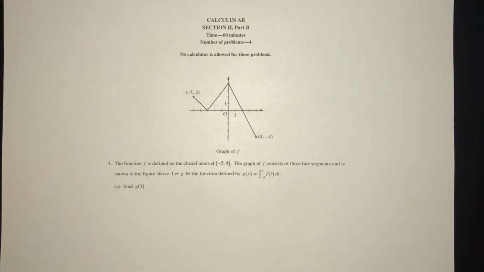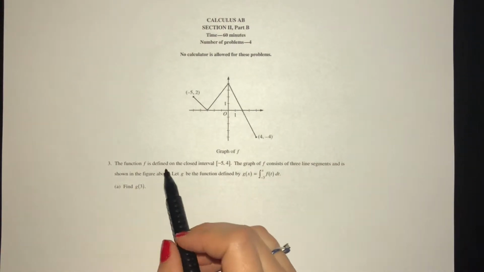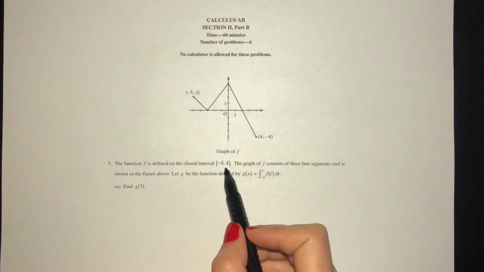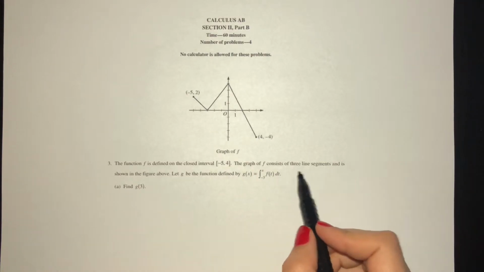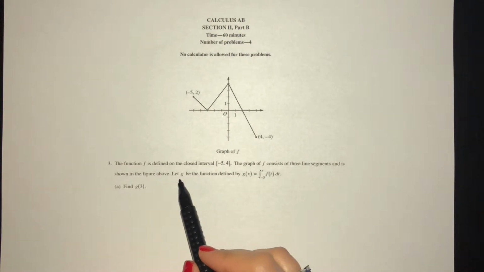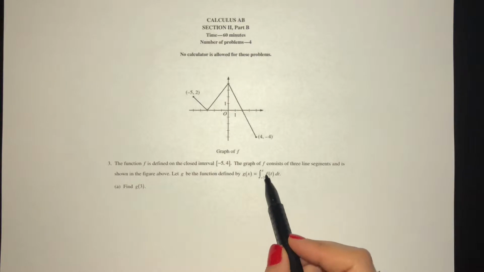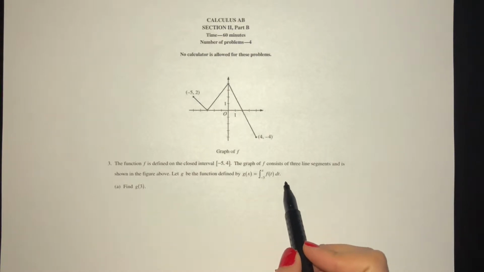Today I'm going to solve 2014 AP Calculus AB Free Response Question 3. This is a non-calculator question. We will solve this question without a calculator. Okay, we have a graph of f. The function f is defined on the closed interval -5 to 4. The graph of f consists of 3 line segments and is shown in the figure above. Let g be the function defined by g of x equals the integral from -3 to x of f of t dt.